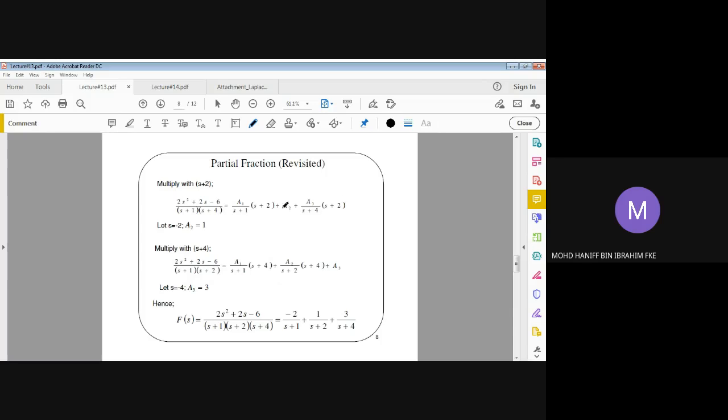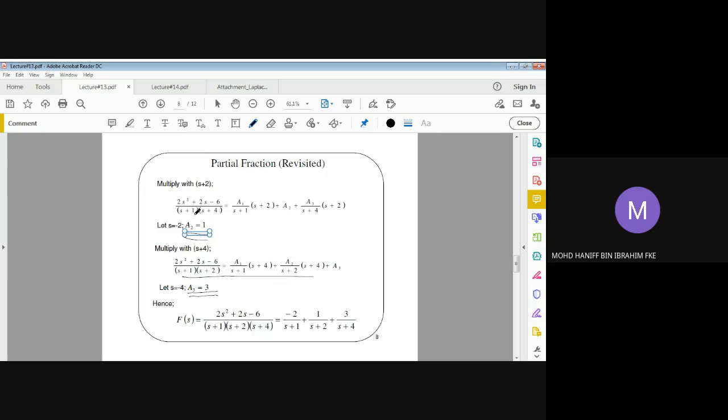And to find a2, we need to substitute s of -2. So you can find a2 equals 1. The same thing applies for us to find a3. We need to multiply both sides with s plus 4, so we're going to have this equation. Afterwards, to find a3, we need to substitute both sides with s of -4, and you can find a3 equals 3.